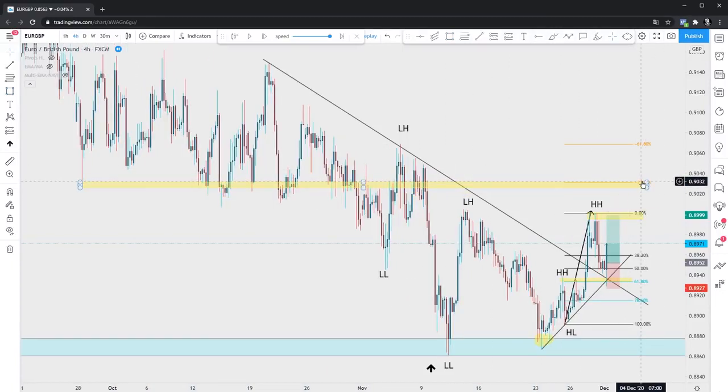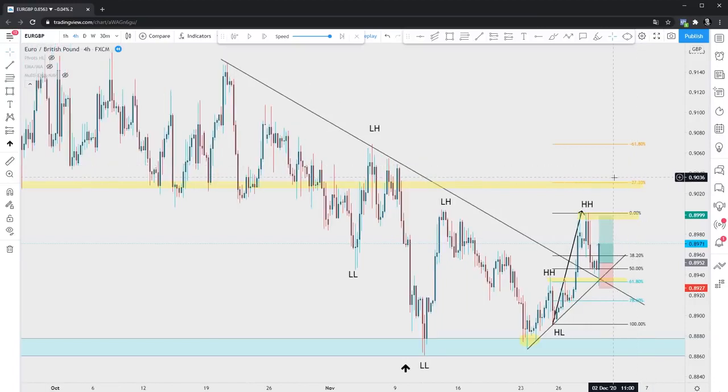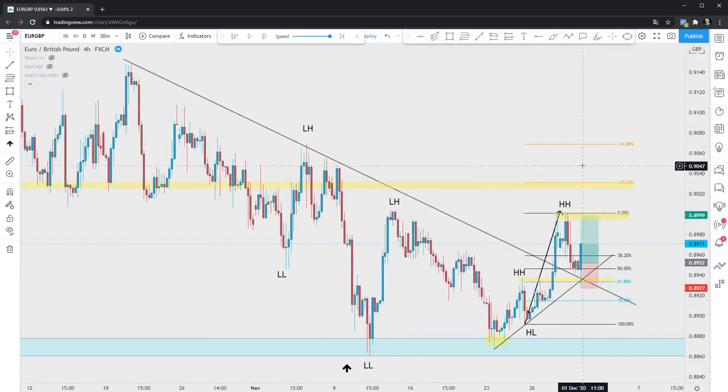and area of interest is right on the minus 27. So this could be a great take profit too, right? To take some partial profits off the table. And let's take a look at the last level at the minus 61.8.